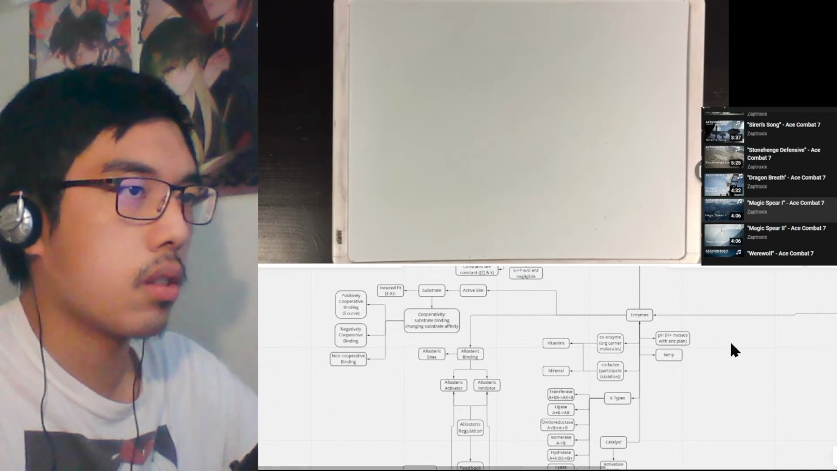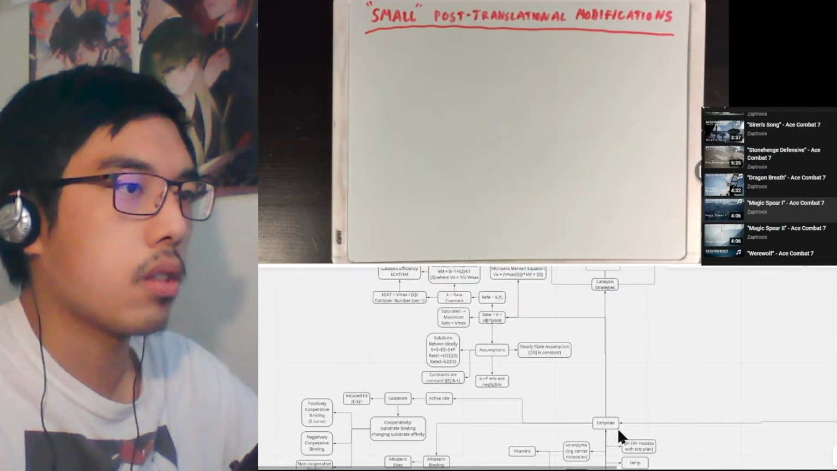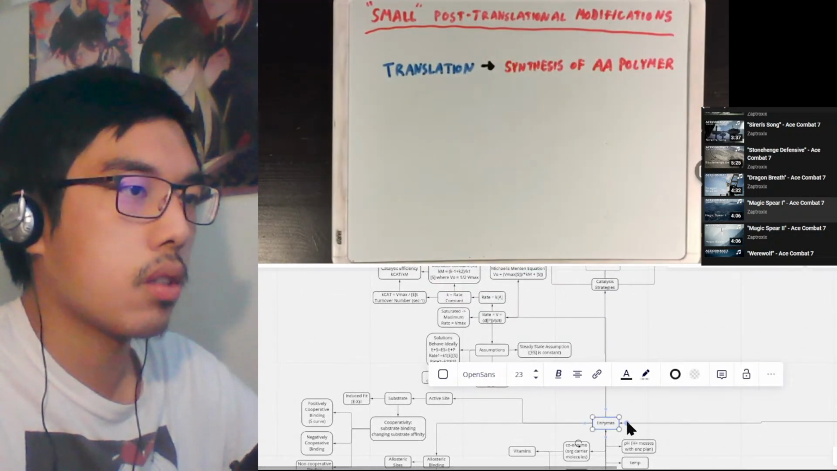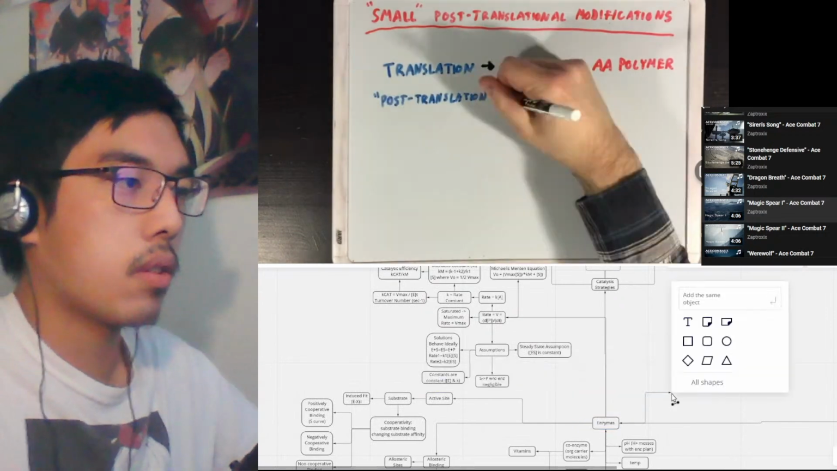And the first category of covalent modifications I want to talk about are small post-translational modifications. Now when I say translation, I'm referring to the process of translation where amino acid polymers are synthesized. And when I say post-translation, I refer to events that take place after that initial synthesis.